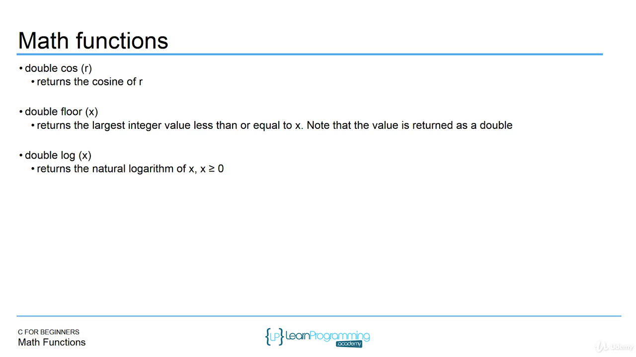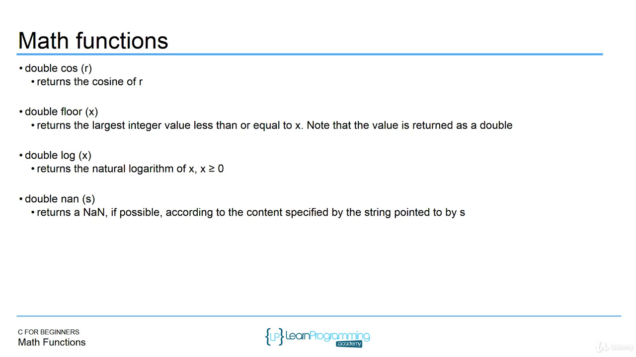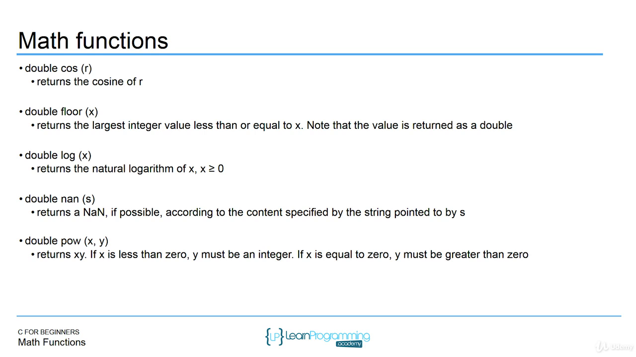log is the logarithm function, and returns a double. nan is not a number. This returns a NaN if possible, according to the content specified by the string. So this gets passed a string and it will tell you whether or not this is a number. If you passed in something like Jason, it would return NaN. If it was something that is a number, it wouldn't return NaN; it would say it was a number.